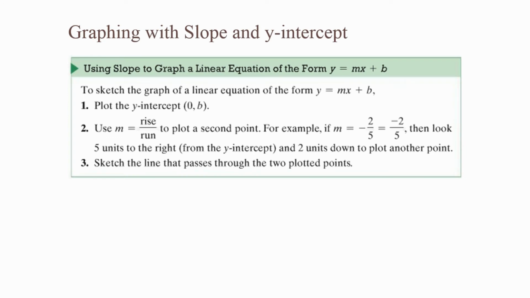Graphing with slope and y-intercept. To sketch the graph of a linear equation of the form y equals mx plus b, first you plot the y-intercept, then use m to plot a second point. So you will go up or down, then over. Sketch the line that passes through the two plotted points.